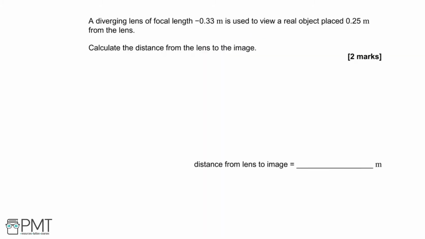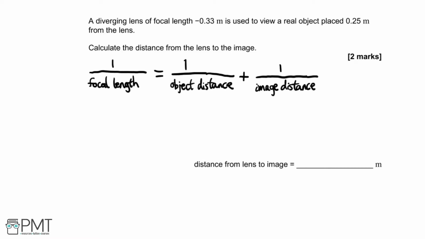A diverging lens of focal length minus 0.33 meters is used to view a real object placed 0.25 meters from the lens. Calculate the distance from the lens to the image. So let's first of all write down the equation that we're going to use to calculate this. I've written this in full rather than using symbols. So 1 divided by focal length, which remember we said was the power of the lens, is equal to 1 divided by object distance plus 1 divided by image distance. So the image distance is the one that we don't know. So if we substitute our values in first, and then we'll rearrange.